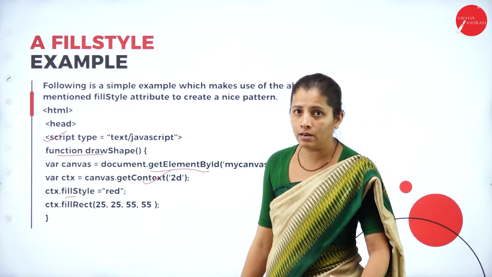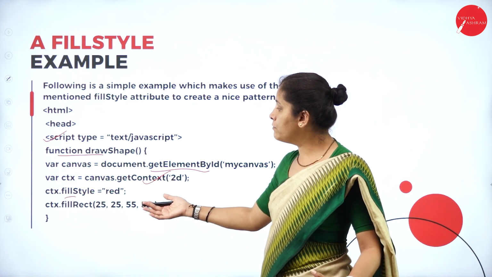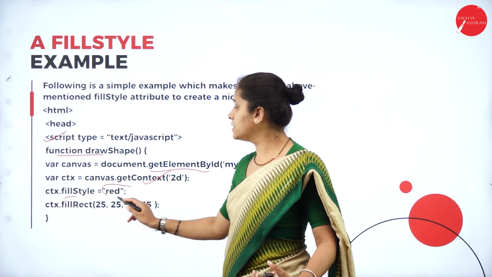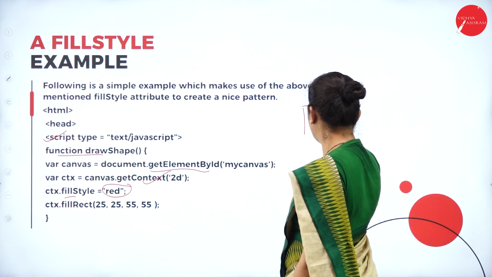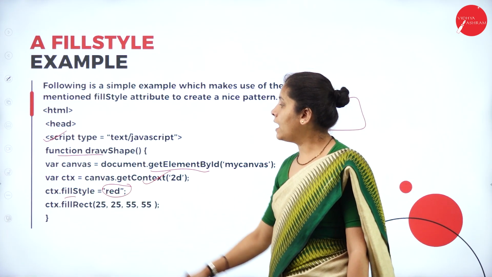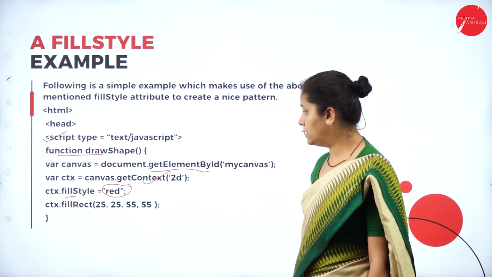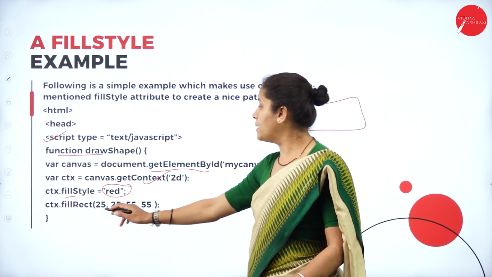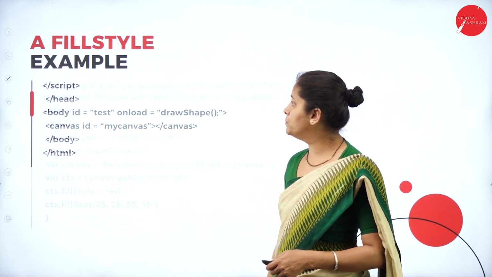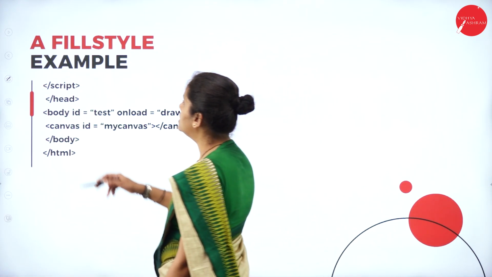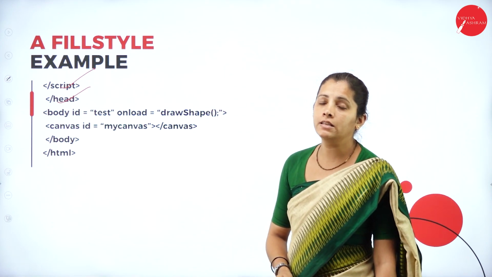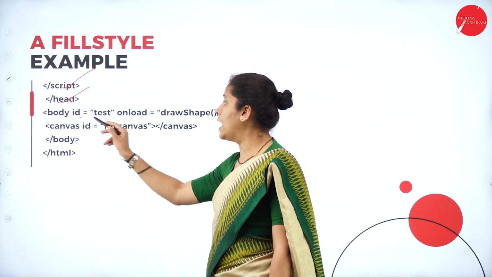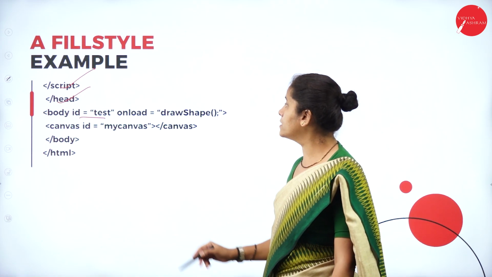I want to fill the color. So what kind of color do I want to fill? That is nothing but the red color. So rectangle, okay. Then I have a method fillRect and I'm going to pass the values. And I'm going to close the script and close the head. And the body has an ID called test.